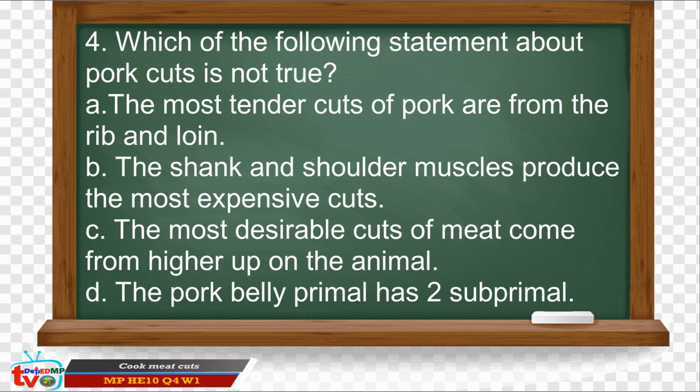4. Which of the following statements about pork cuts is not true? A. The most tender cuts of pork are from the rib and loin. B. The shank and shoulder muscles produce the most expensive cuts. C. The most desirable cuts of meat come from higher up on the animal. D. The pork belly primal has 2 subprimals.